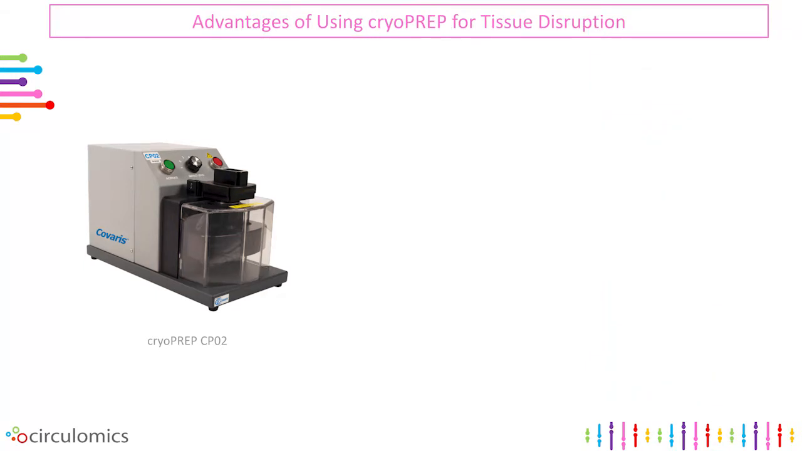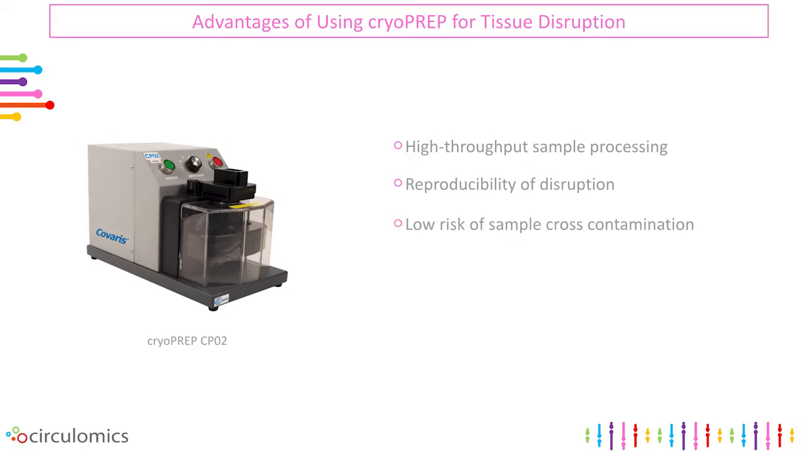There are several advantages to this workflow. One is the ability to do high-throughput sample processing. Multiple tissue samples could be pre-aliquoted into separate tissue tubes for efficient sequential pulverization. CryoPREP disruption is highly reproducible from impact to impact and user to user, thus eliminating variability from user inconsistency. Since each sample is contained within its own tissue tube, there is a low risk of sample cross-contamination.